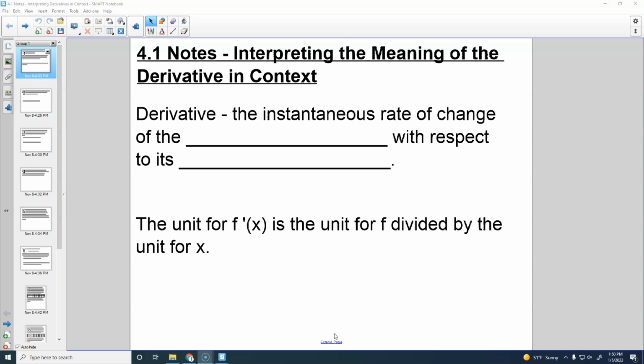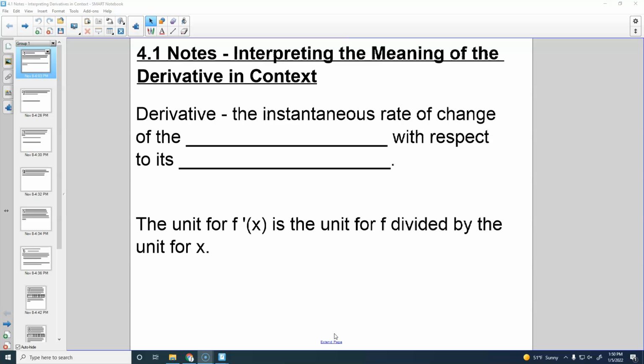More applications of derivatives. So we've done some of this stuff before, but we're going to go over it in more detail. We're going to talk about interpreting the meaning of the derivative in context, and this is going to be really important for your response questions on the AP exam, because you usually get some of these problems where you have to interpret that meaning.